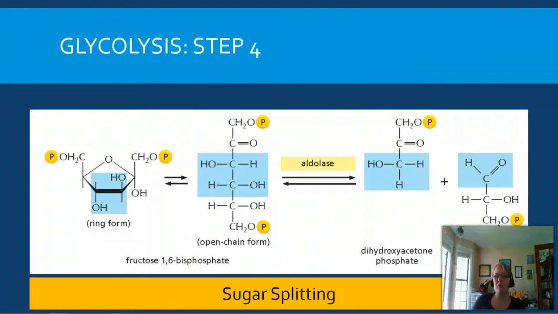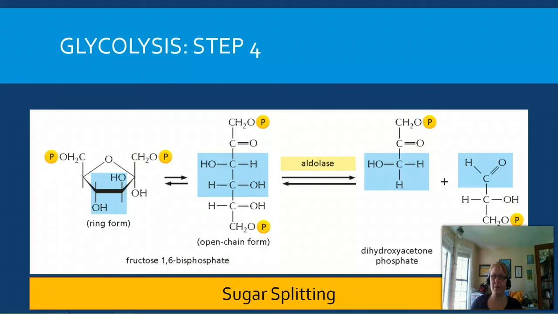So in step 4, we're going to enter into sugar splitting, and this is where the sugar is actually split. Now the molecule is not exactly a complete mirror. As you can see in the ring form, there are 2 hydroxyl groups that are upside down from each other, which means that they're not exactly mirror images when the sugar is broken. What that does is it produces 2 different molecules at the sugar splitting stage. We have the glyceraldehyde 3-phosphate, G3P, and we have the dihydroxyacetone phosphate.